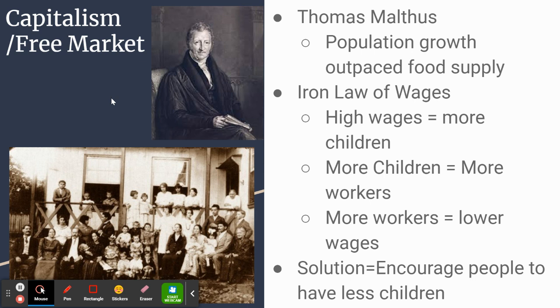And then if you have too many workers, it lowers the wages, because if you have so many workers that a company knows they can just fire their worker and they have another person waiting to come into that job, they don't have to offer as high wages. So his solution is encourage people to have a lot less children. That way wages stay high and the working class can actually afford a decent standard of living. Now, he's a very controversial figure because there is a famine going on in Ireland, and he tells the British government, don't send food. We have to let the population stabilize so that the suffering will end in Ireland.